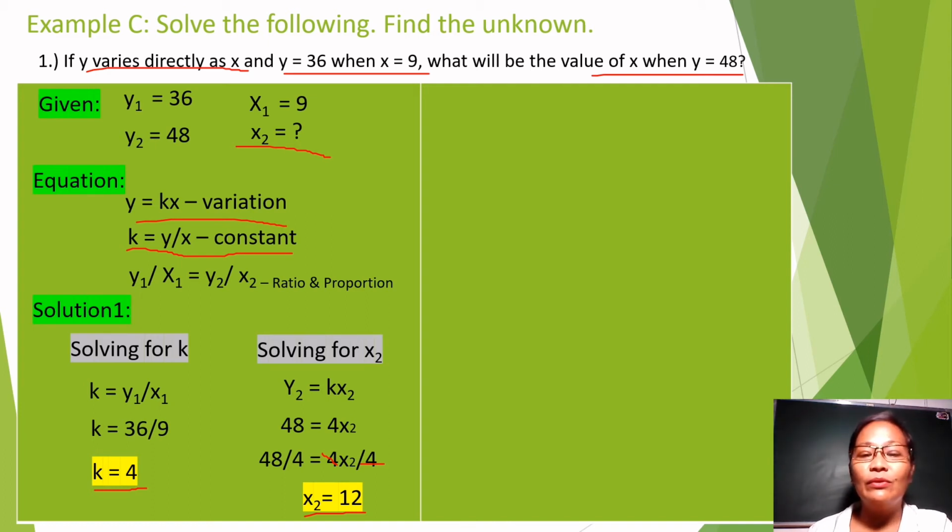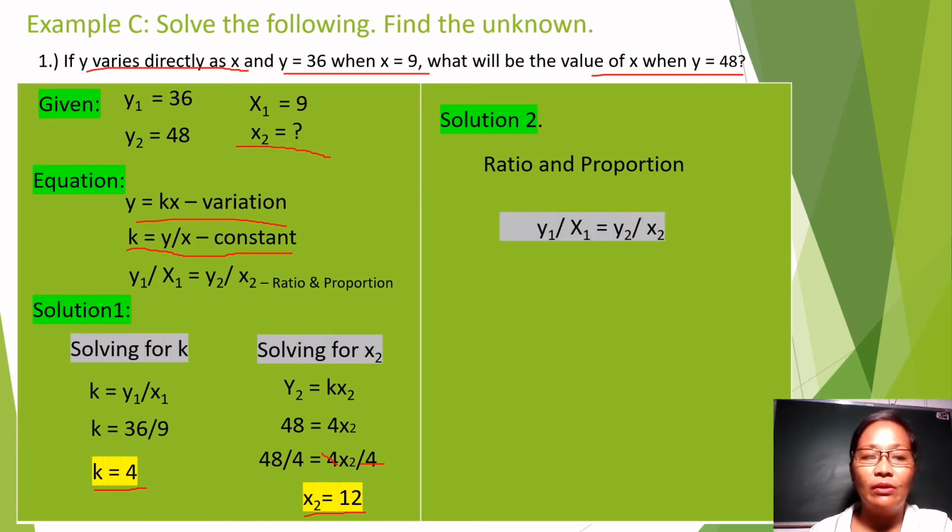Next, we're going to use another solution except the variation equation. What is it? We're going to use the ratio and proportion. Let us see if they have the same answer. So using the equation y sub 1 over x sub 1 is equal to y sub 2 all over x sub 2 since they are direct variation. Then substitute the given. For y sub 1 we have 36 and x sub 1 is 9. Y sub 2 is 48 all over our unknown x sub 2. Then cross product.